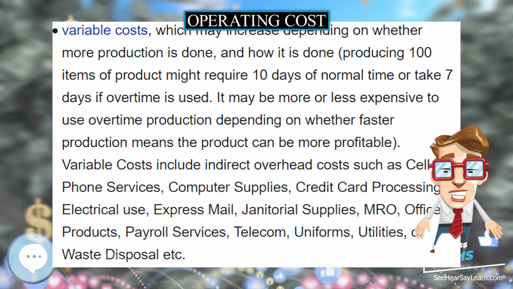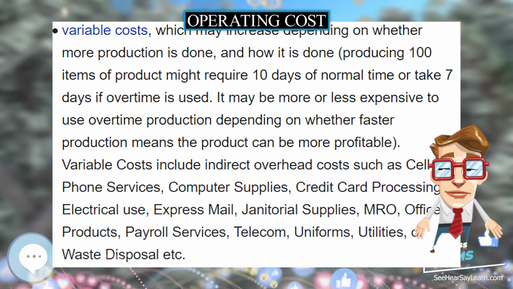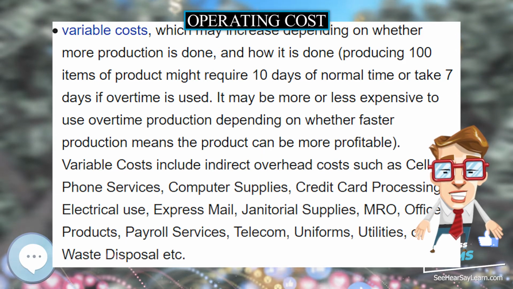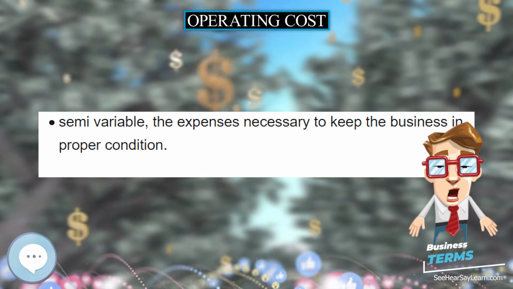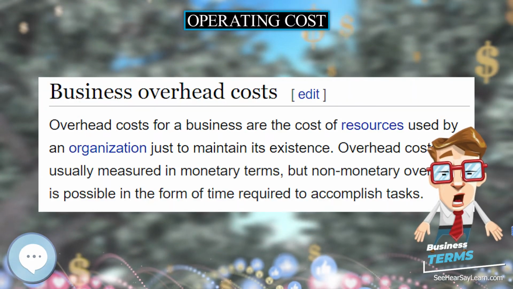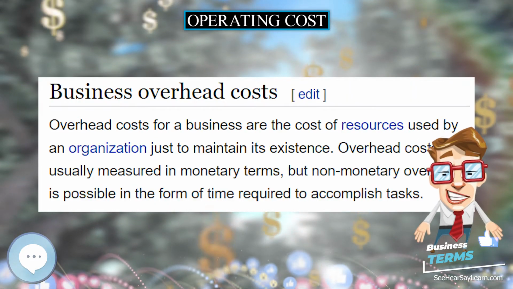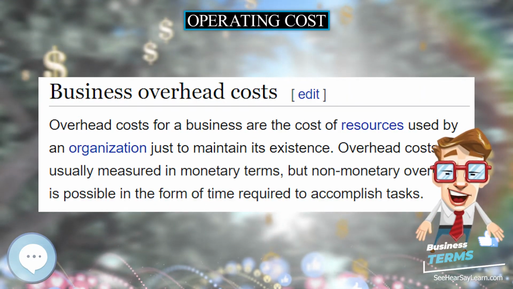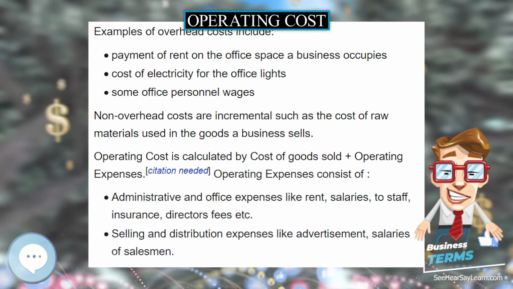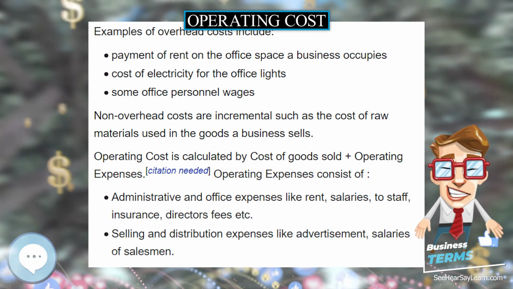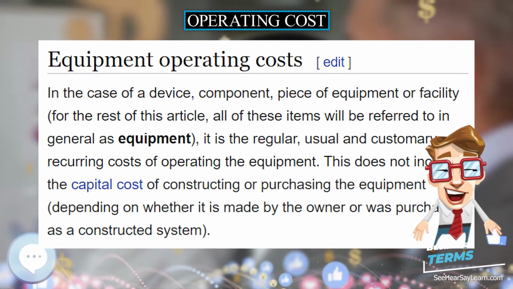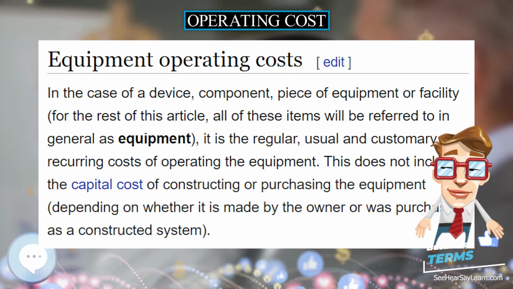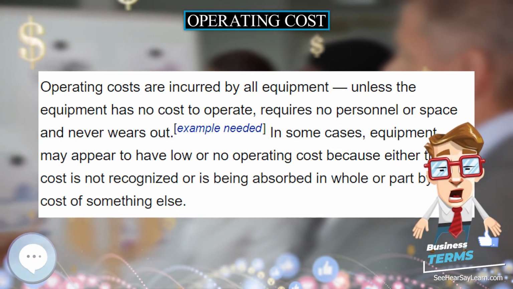Equipment operating costs. In the case of a device, component, piece of equipment or facility, for the rest of this article, all of these items will be referred to in general as equipment. It is the regular, usual and customary recurring costs of operating the equipment. This does not include the capital cost of constructing or purchasing the equipment, depending on whether it is made by the owner or was purchased as a constructed system.